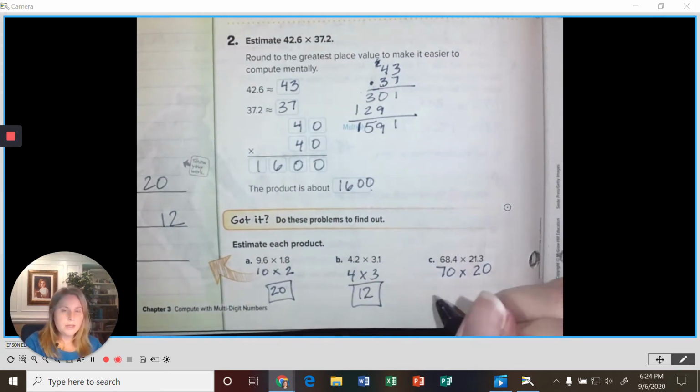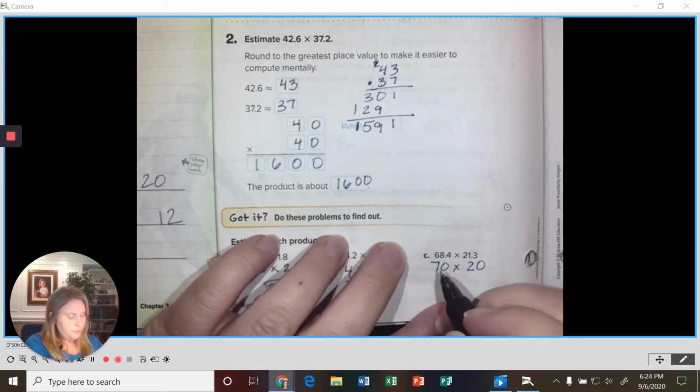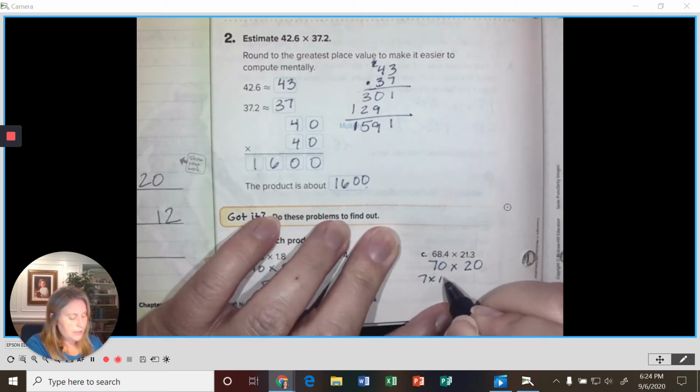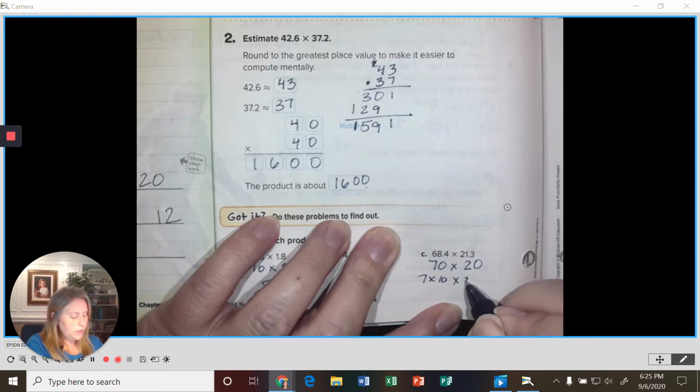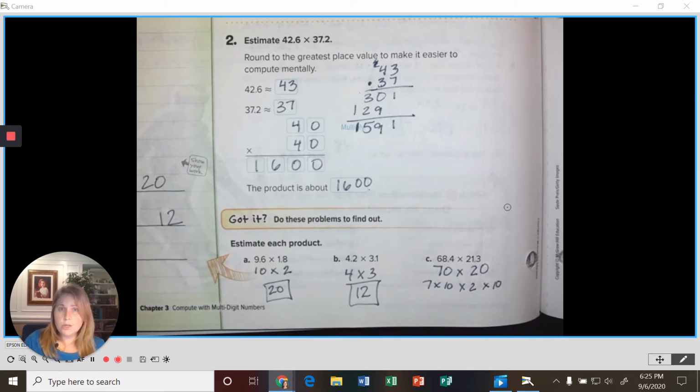I'm going to write this down. You're going to write this down. Okay, but eventually I hope that you get to the point where you can do this in your head. Okay, so instead of 70, think of it as 7 times 10. And instead of 20, think of it as 2 times 10. And remember, multiplication is commutative. Commutative property means we can do things in any order that we want.